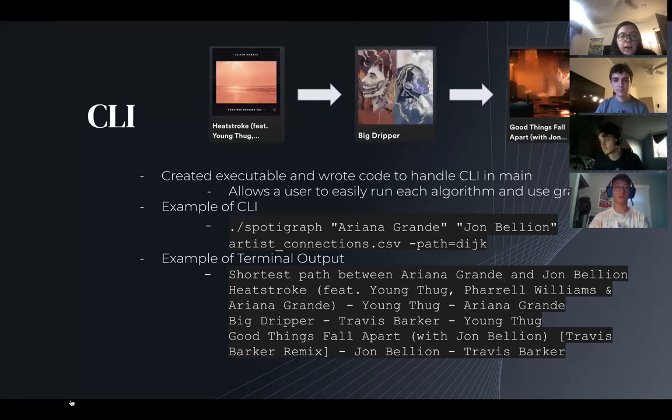In order to use all of these algorithms and the graph implementation, we enabled CLI by writing code in the main file. We also created the Spotigraph executable that must be called in order to run this program. As you can see here, we have an example of a call using the CLI. At the beginning is the executable, followed by a source artist, a destination artist, a file path to a CSV file with information from the Spotify API, then a flag which specifies the path type, which in this situation is Dijkstra's. The CLI will be formatted differently for each algorithm, but this one is just the Dijkstra's.